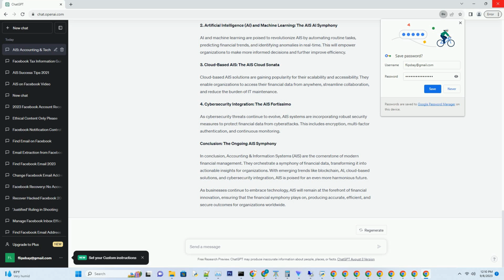Number 5: Compliance assurance, the AIS finale. AIS ensures that organizations comply with accounting standards and regulatory requirements. This not only reduces the risk of legal issues but also enhances an organization's reputation and trustworthiness in the eyes of investors and regulatory authorities.